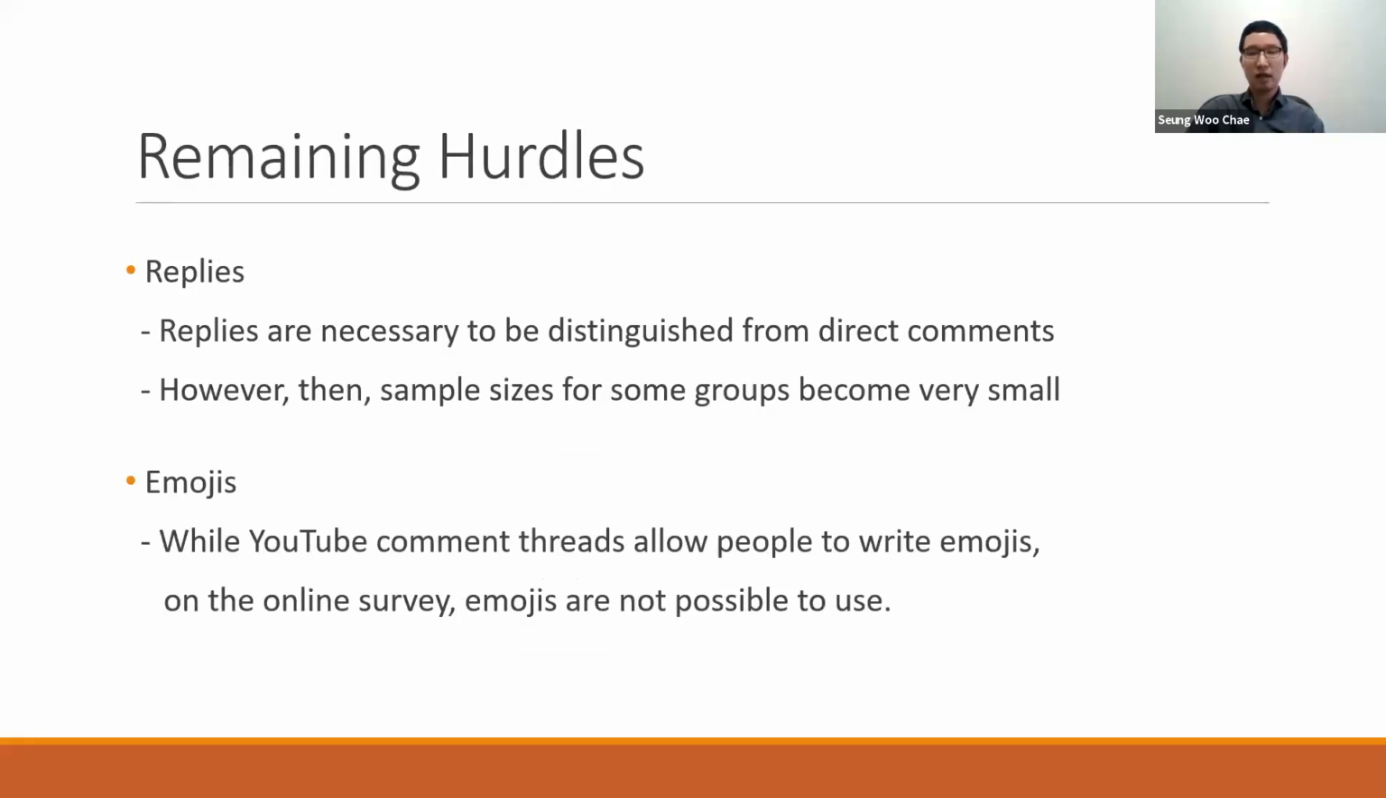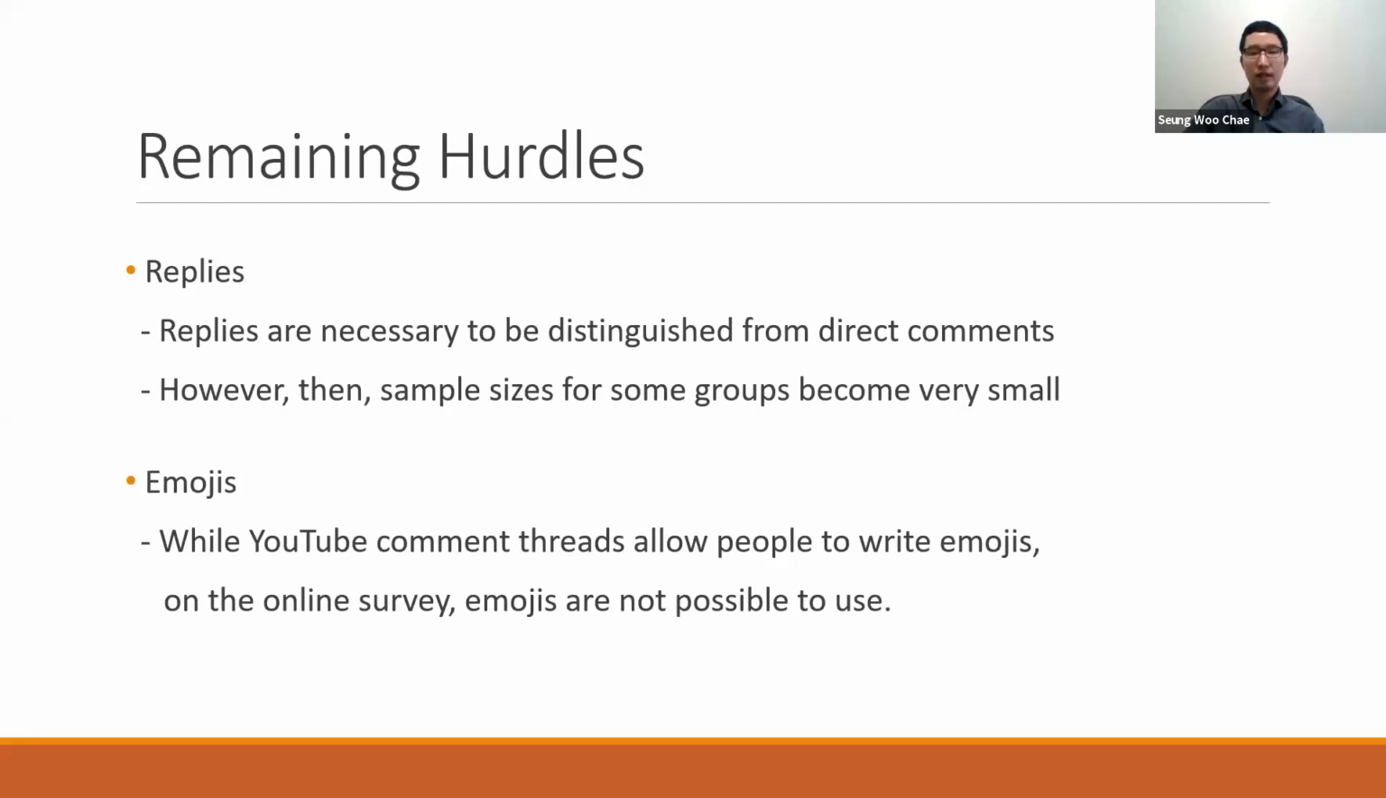However, there are still a couple of hurdles, and to be honest, I have not found how to get over them yet. So the first one is replies. As I said, replies are necessary to be distinguished from direct comments, right? And the result you already saw was calculated in that way. However, I found that the sample sizes for some groups become very small after excluding them. The real comments under the Fox News became just around 100.